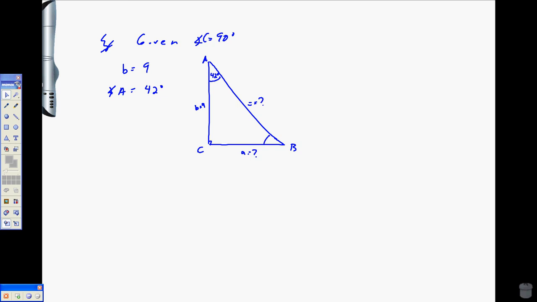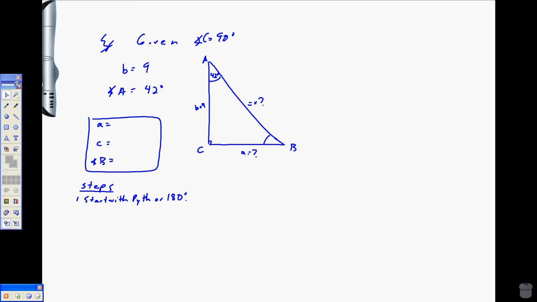We don't know little a, we don't know little c, and we don't know angle B. Pretty easy though from here. We're going to do our solution square. A equals, C equals, and angle B equals. Alrighty. So, remember, start steps. Step 1. Start with Pythagoras or 180 degree rule, right? Because all the angles of a triangle add up to 180. So one or the other, depending on what you have. Step 2, use a trig ratio.